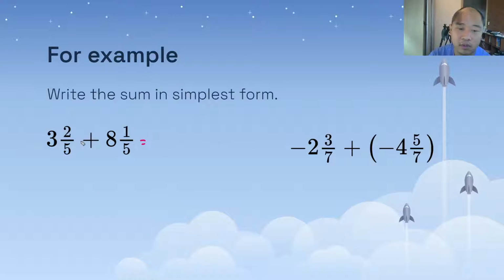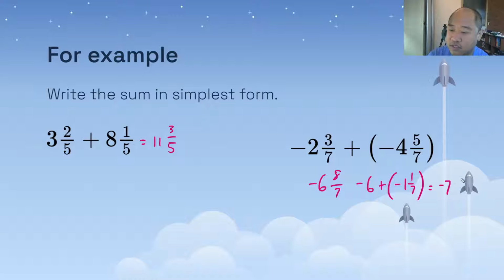Here we go. 3 plus 8 is 11. 2 plus 1 is 3 over 5. Negative 2 and 3/7 plus negative 4 and 5/7. Negative 2 plus negative 4 is negative 6. Negative 5 plus negative 3 is negative 8 over 7. So here, again, we have a case where the numerator is larger than the denominator. And so you would convert this into negative 6 plus a negative 1 and 1/7. And that gives you negative 7 and 1/7.